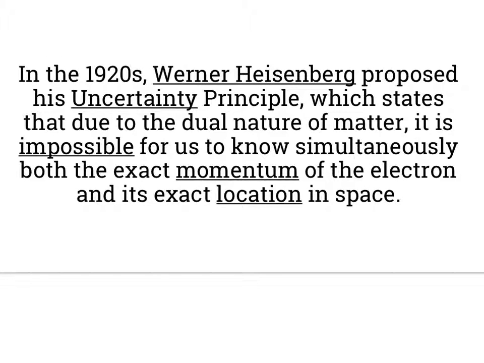So, in the 1920s, Heisenberg proposed his uncertainty principle, which basically states that since matter can be both a particle and a wave, it is impossible for us to simultaneously know both the exact momentum and the location in space. So we can know one, we just won't be able to know the other. We can figure out how fast it's going, but not where it is. Or we can figure out where it is, but not where it's going. So he basically just said, well, you'll see.